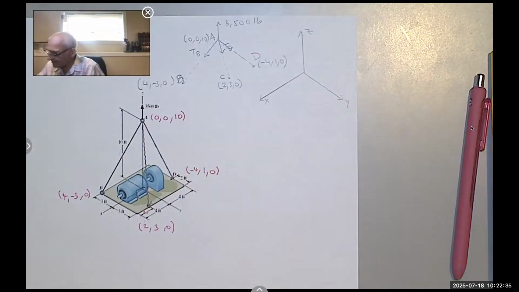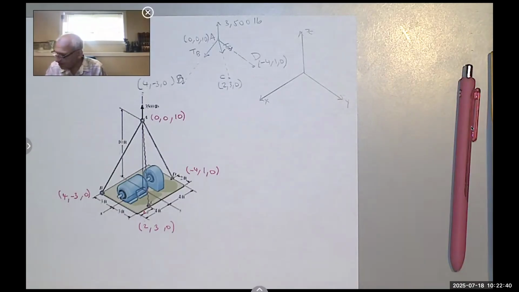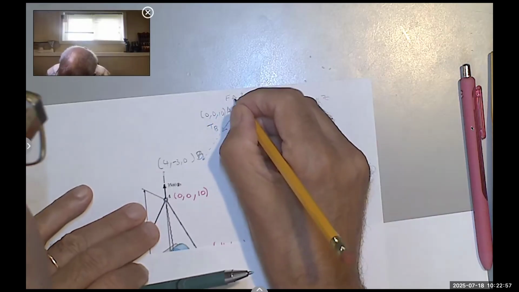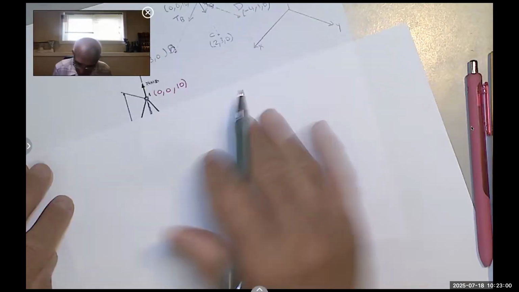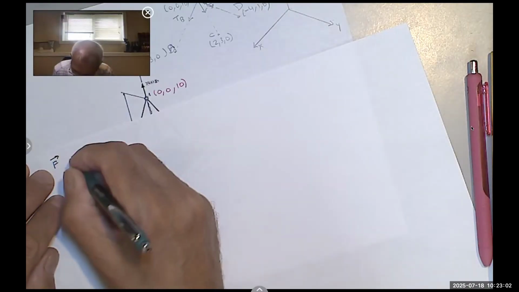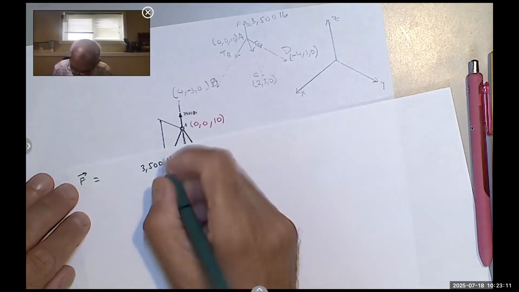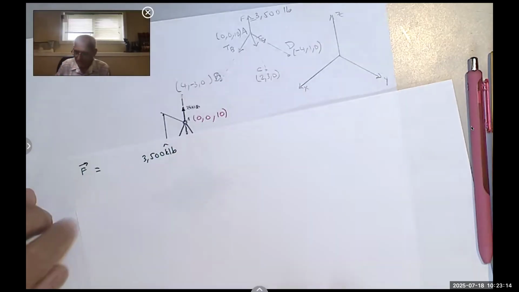And to start solving, the first thing you do is express all these forces, tensions, and the external force in vector form. So we can start by saying the force F, let's call this F. Everything we write is known. So force F equals, notice it's along the z, so it's 3,500 pound, and there is a k here, 3,500 k pound.